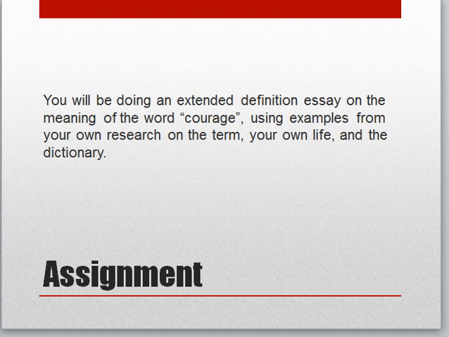So your assignment for this essay is to do an extended definition essay on the meaning of the word courage, using examples from your own research on the term, your own life, and the dictionary.